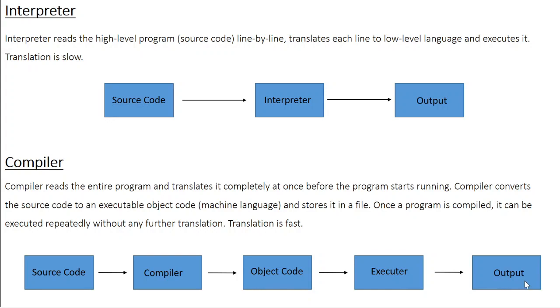Next time if you want to run the same program, you don't have to compile it again because the object code is already available in a file. So second time you simply press run. So only this sequence is repeated, and you can do this any number of times. Since the entire program is translated at one shot, this process is going to be much faster compared to an interpreter.